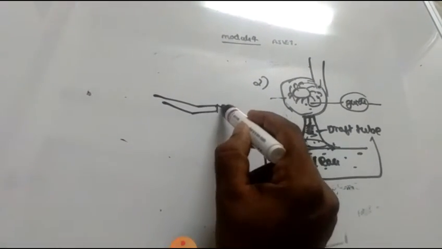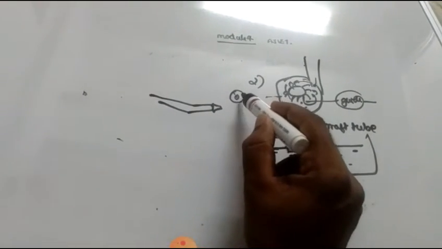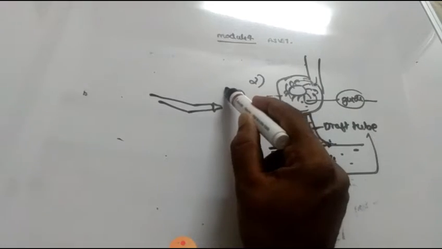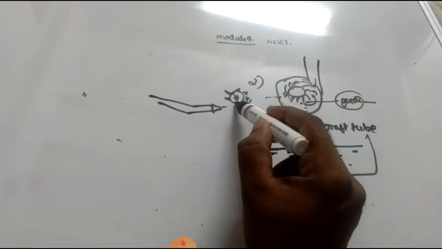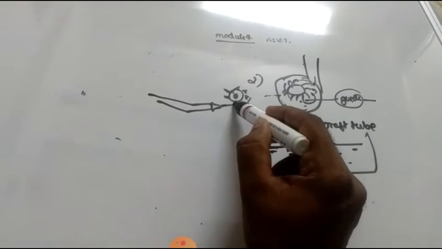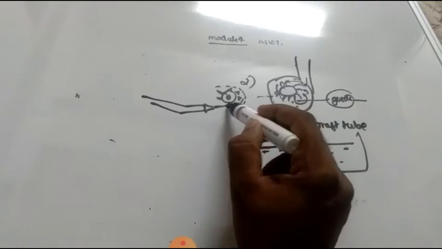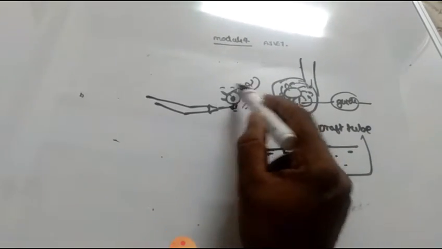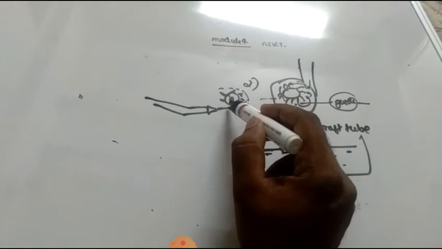Suppose the penstock is here and a nozzle is connected. This is the turbine runner, and this is the bucket provided. When the water strikes, it starts to rotate. Water strikes one bucket first, initially. It is not completely covering the whole circumference.